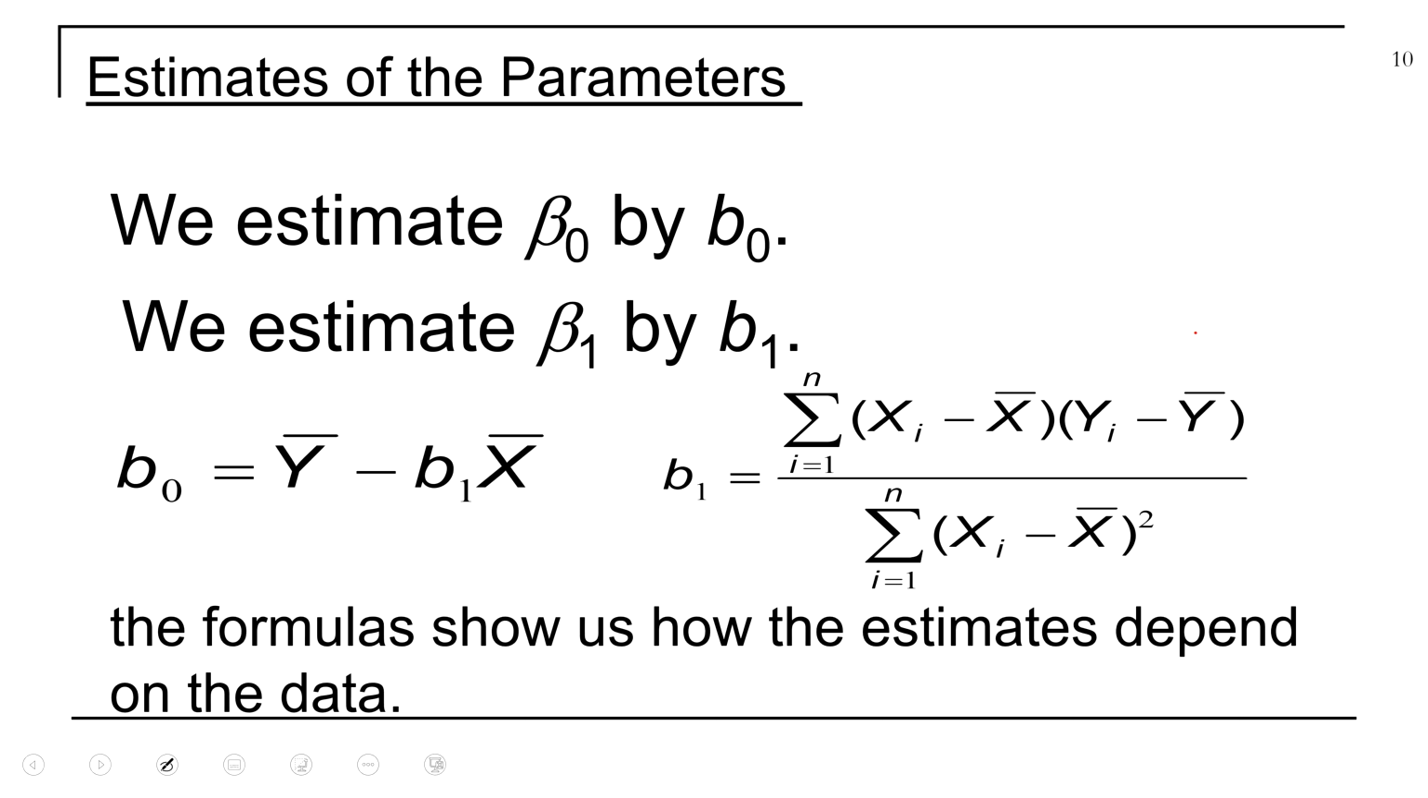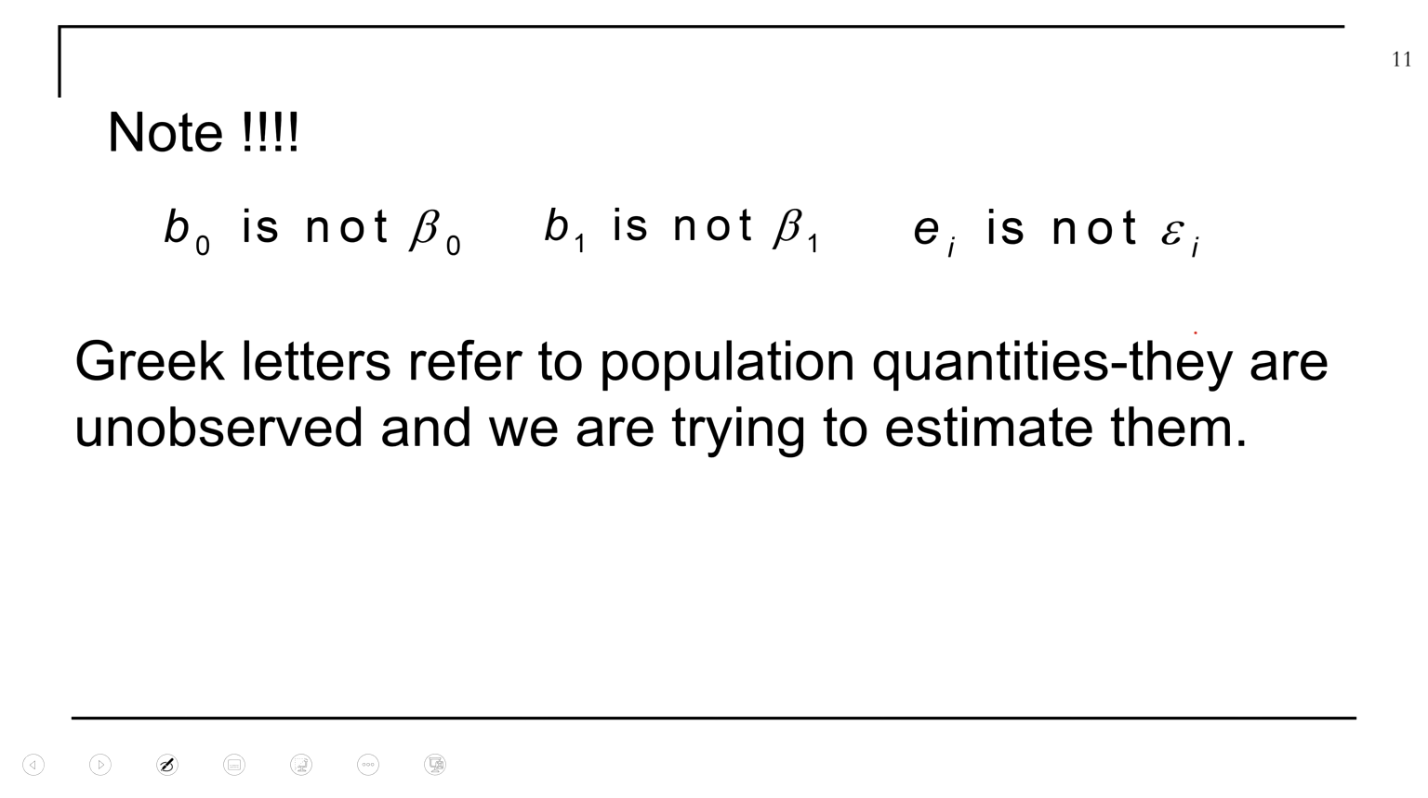We fit a line to data using the method of least squares. B0 is our guess of beta 0. B1 is our guess of beta 1. Those are just the least squares estimates from before. Note, B0 is not beta 0, it's a guess. B1 is not beta 1, it's a guess. The e_i's, the errors, the residuals, are not the epsilon i's, they're just guesses.